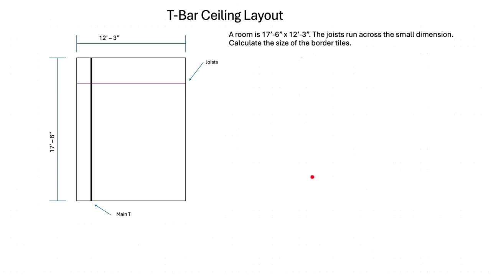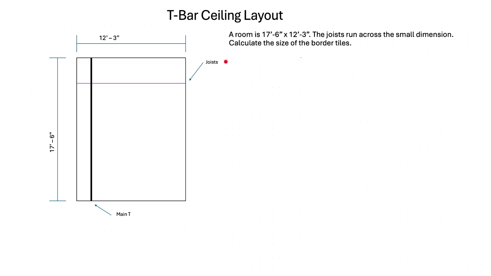So we have a room, it's 17 foot 6 inches in one direction and 12 foot 3 in the other direction. The joists run across this small dimension, and we want to find out the size of the border tiles. So I went ahead and already drew this out, a little bit nicer than my hand drawing. I'm drawing a regular rectangle and putting in the dimensions: 17 foot 6 and 12 foot 3.